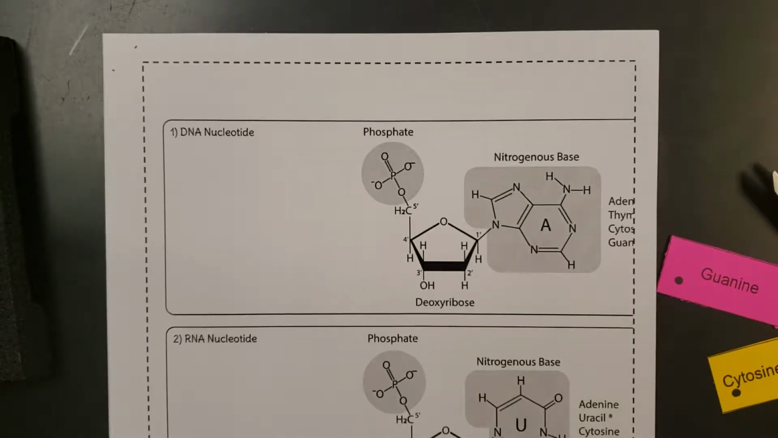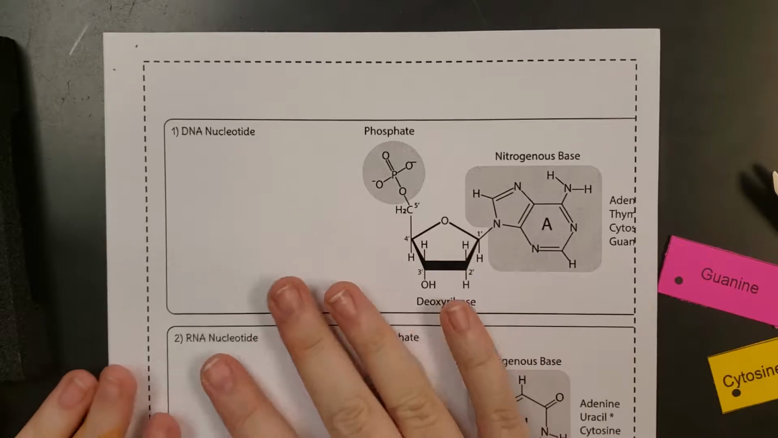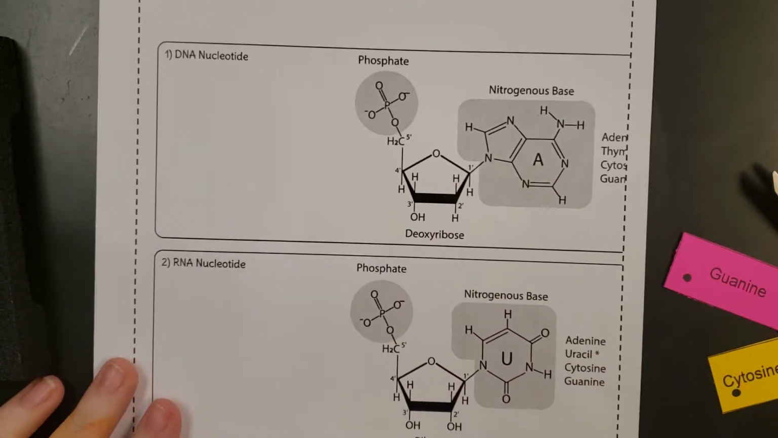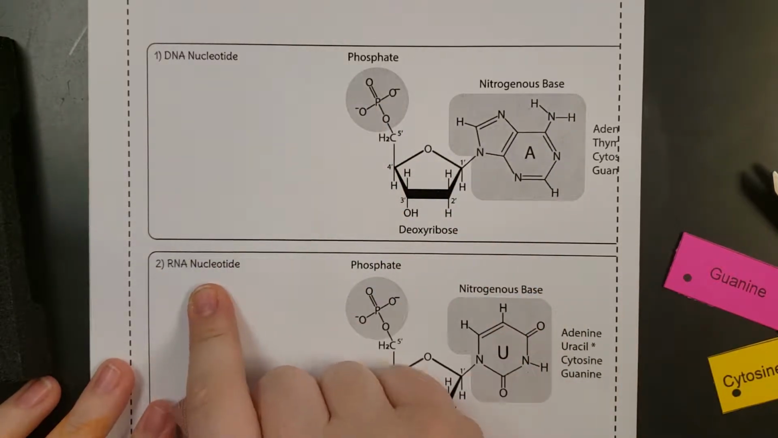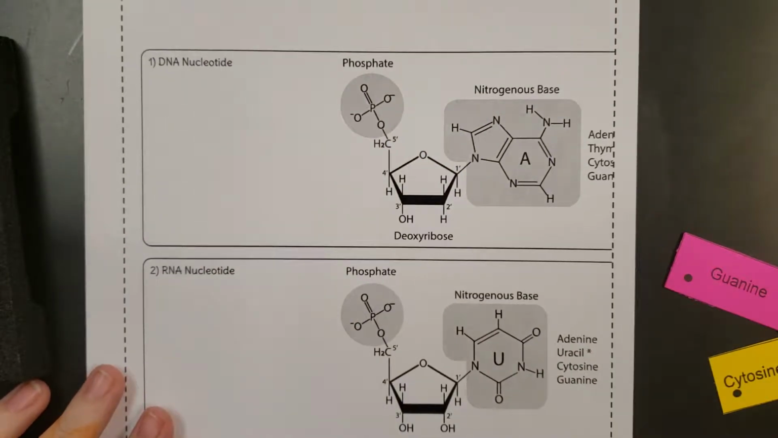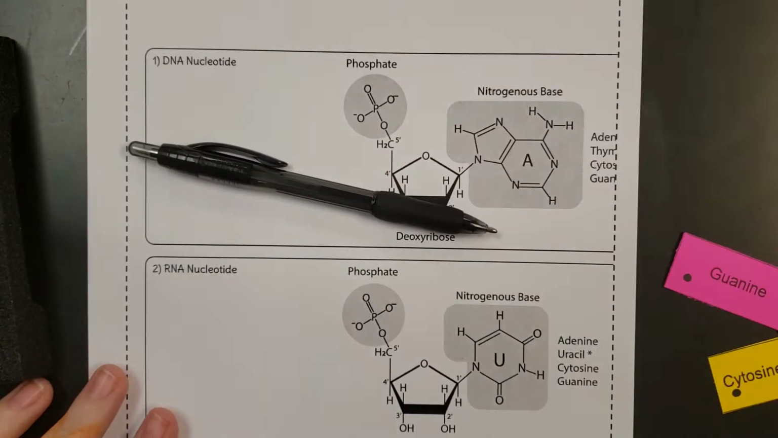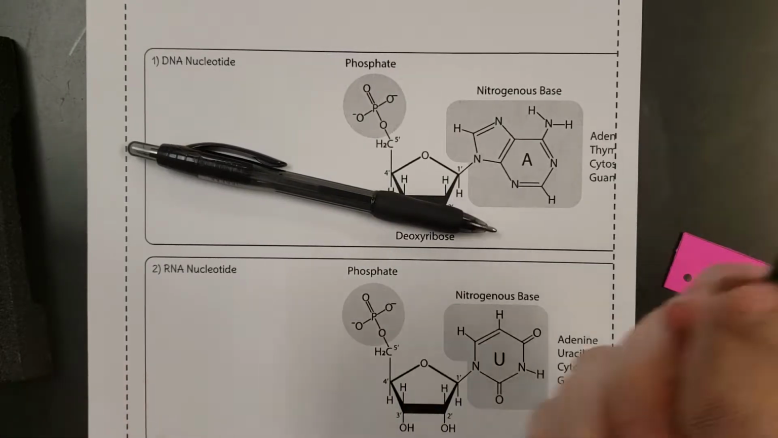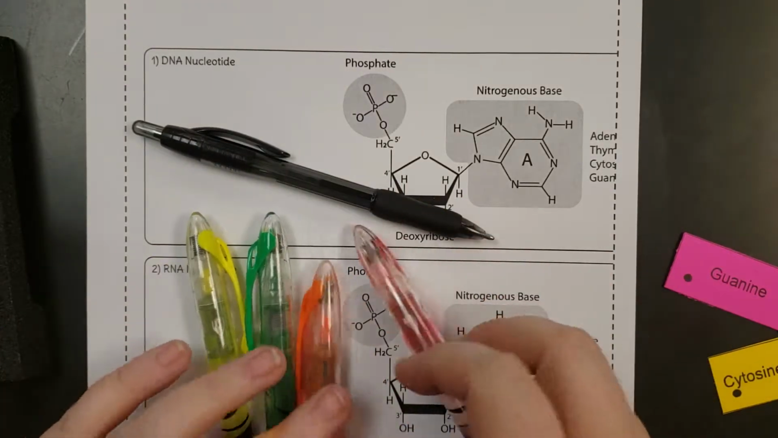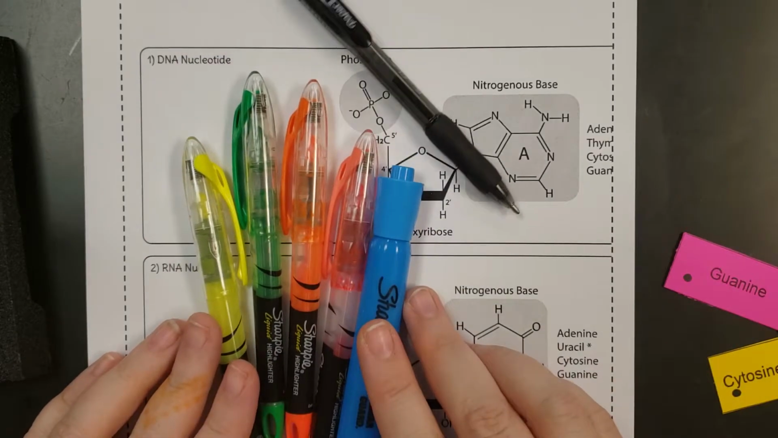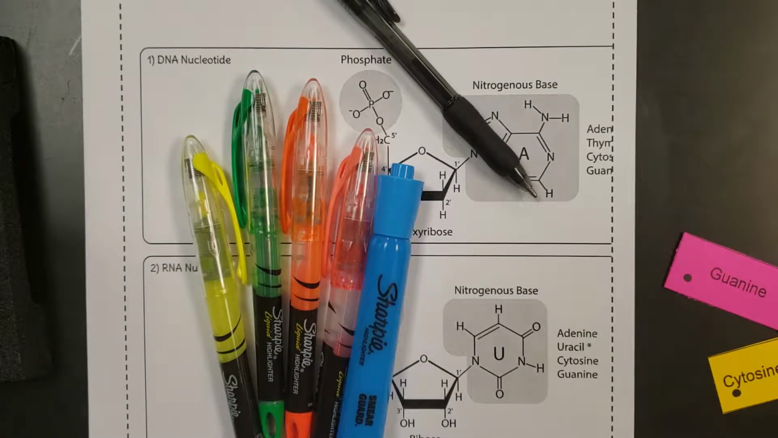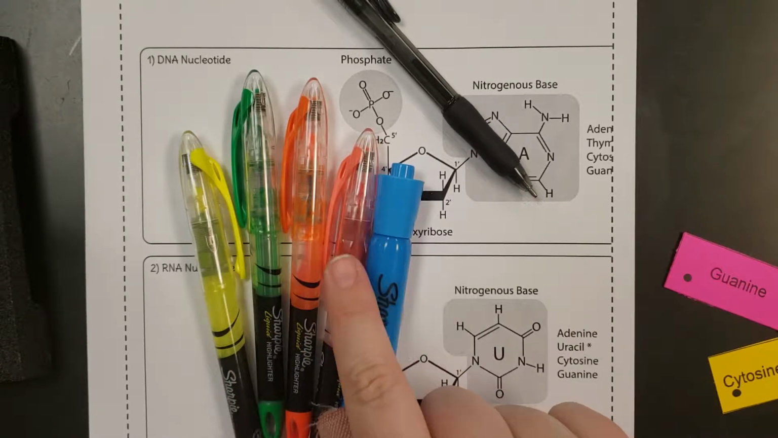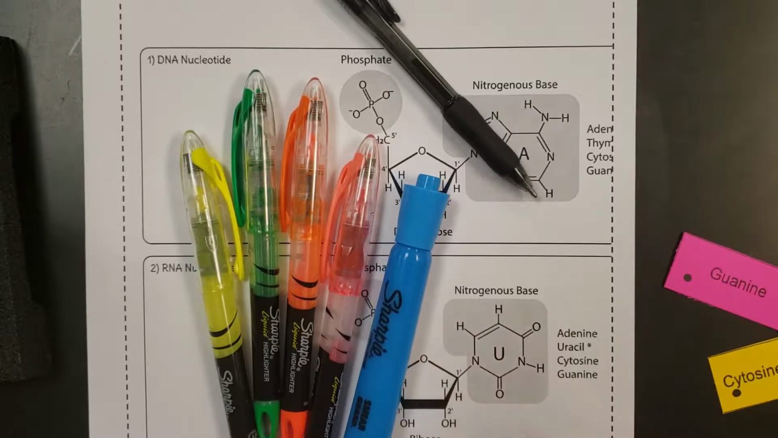Alright, these are the notes, part 1 for the big DNA foldable. We're going to do it one page at a time, so you're going to need this page first that says DNA nucleotide and RNA nucleotide at the top. You're also going to need something to write with, and you're going to need these specific colors. Yes, you do need these colors because we are color coding, so that when we make our model later, you'll be able to see the parts easily. So you need a yellow, green, orange, this is a pink, and a blue.